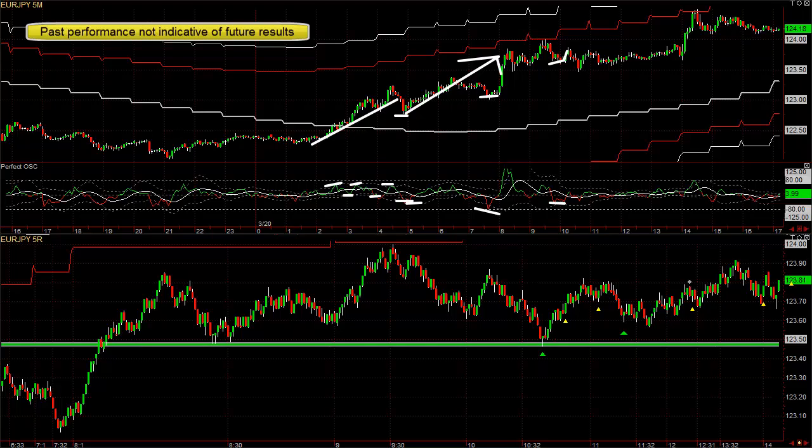Not many tools allow you to have 5 to 10 pip stops with many good examples of 20 to 50 pip moves while risking 5 or 6 pips. I mean, that's just unheard of. And that's why I call it the perfect oscillator. And that's also one of the reasons why I'm pretty much trading for a living now and not really focusing too much on the business, because these tools, for me, the way I've been teaching them, have been working exceptionally, beyond my wildest dreams, actually.